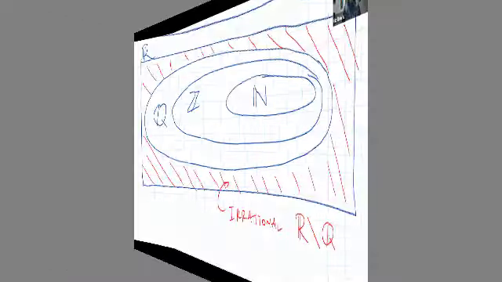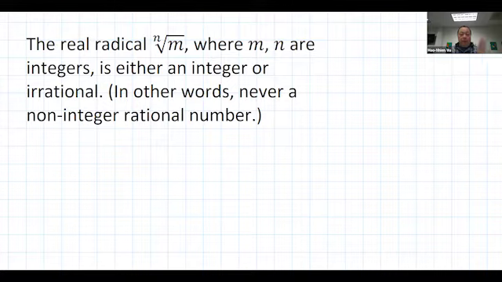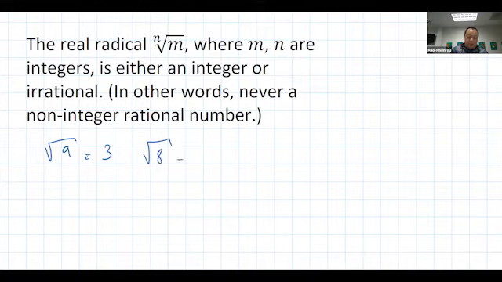Now back to our theorem. The real radical, the nth root of m, where m and n are integers, is either an integer or irrational. In other words, never a non-integer rational number. Some examples: square root of 9, that's equal to 3. That's an integer, no problem. But square root of 8 is 2 point something, and it's not an integer. And the question is, is it a rational number or an irrational number? What this theorem says is that this one has to be irrational.